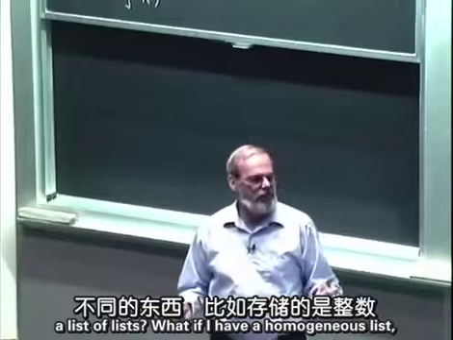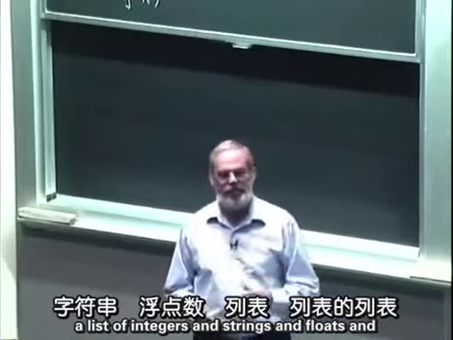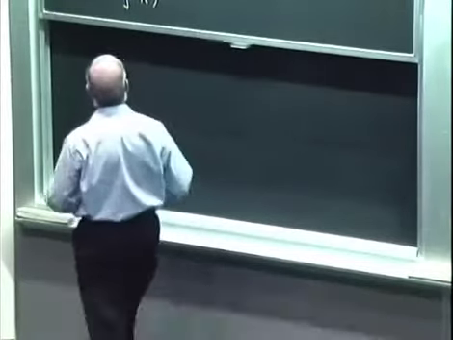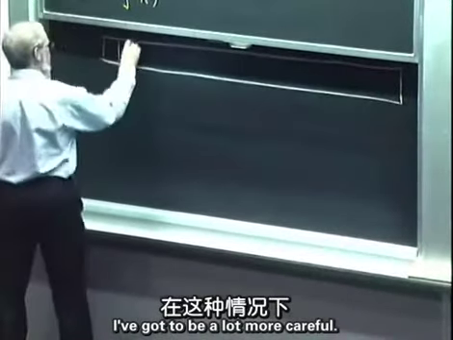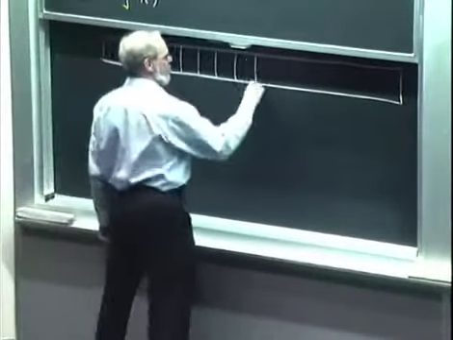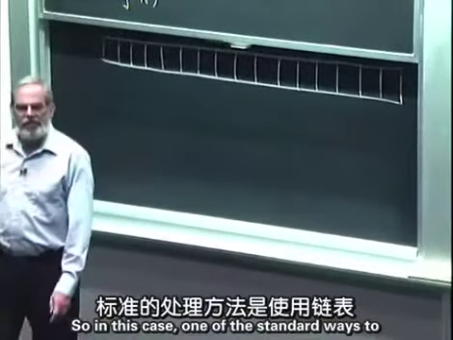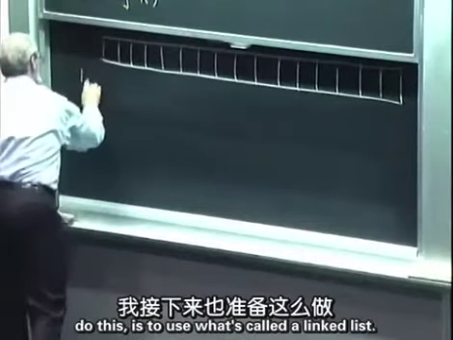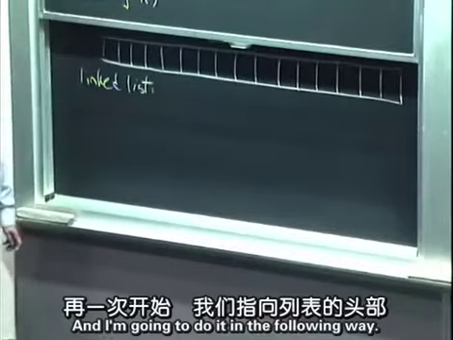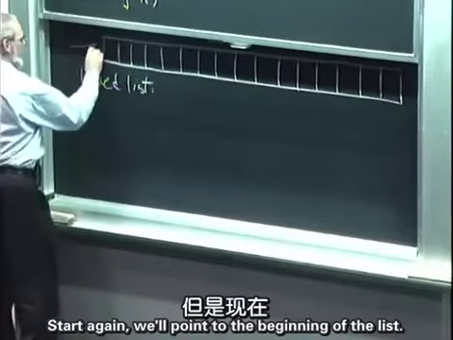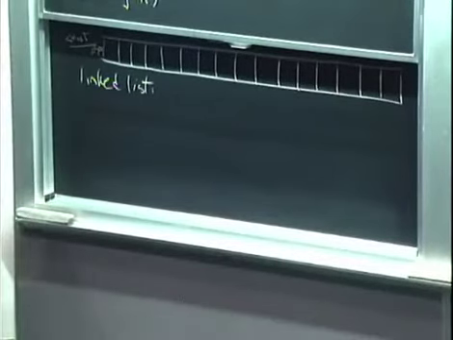But what if I have a list of lists? What if I have a heterogeneous list, lists of integers and strings and floats and lists of lists and lists and lists and lists of lists and all that sort of cool stuff? In that case, I've got to be a lot more careful. So in this case, one of the standard ways to do this is to use what's called a linked list. And I'm going to do it in the following way. Start again will point to the beginning of the list.